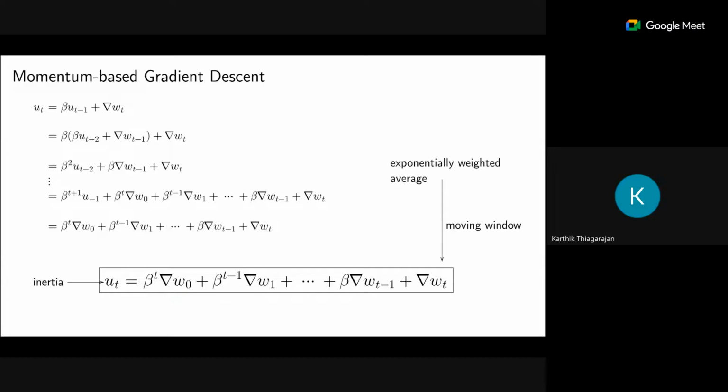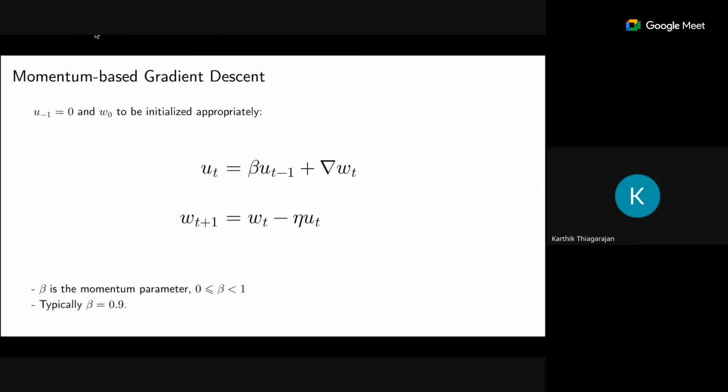Every gradient that we've computed from the beginning is technically contributing to it, but increasingly less. Exactly. Okay, I think I've understood most of it, except for how the beta power t plus 1 times u subscript -1 disappears. That disappears because u -1 you initialize as 0. I see. So u0 is nothing but the gradient of w at the beginning. So gradient of w0 is u0, and you set u -1 to be 0.